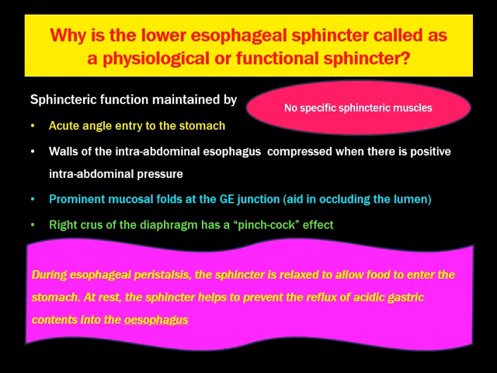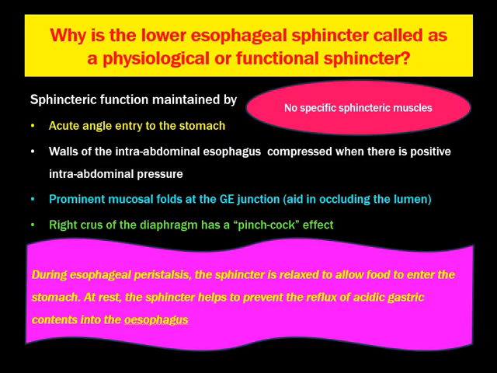The next question is, why is the LES, that is the lower esophageal sphincter, called a physiological sphincter instead of a mechanical sphincter? The LES is the physiological or functional sphincter because it is not exactly bound by muscle, or this is not a ring of muscles. So there is no specific sphincter muscle as such. However, the sphincteric function is maintained by the acute angle entry to the stomach. As we told, the esophagus enters the stomach at an acute angle through the diaphragm.